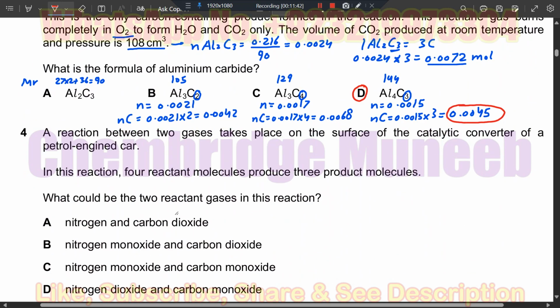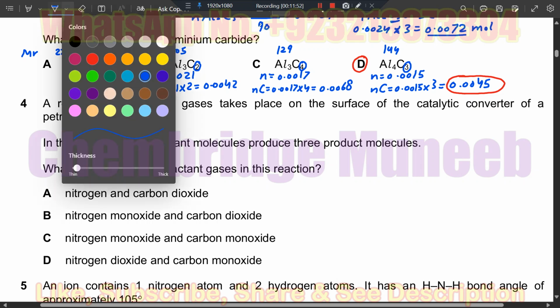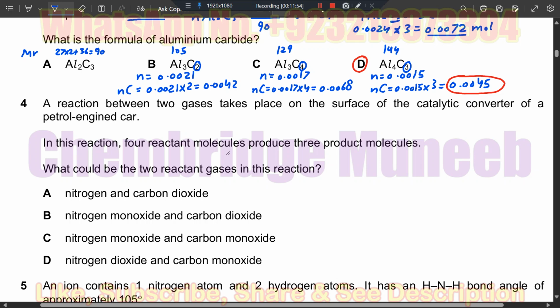Now the next question: a reaction between two gases takes place on the surface of the catalytic converter of a petrol engine car. So we have to look for the reactions which are occurring inside the catalytic converter.